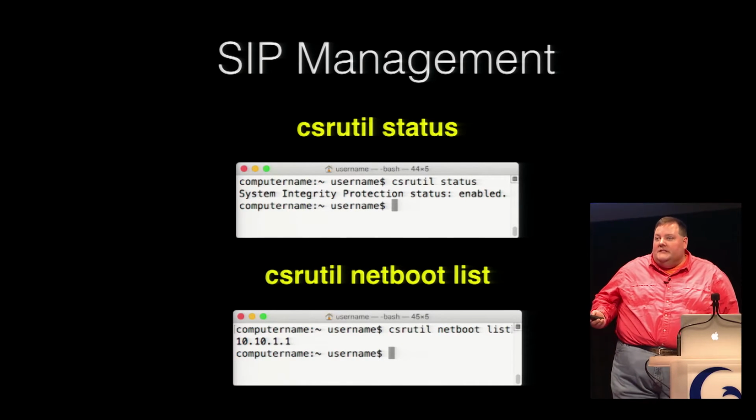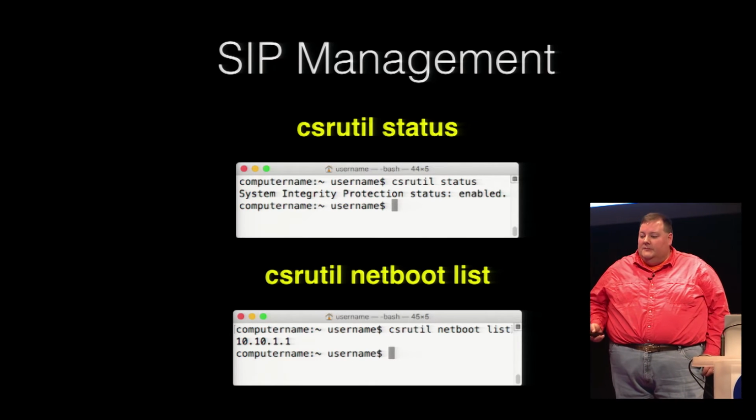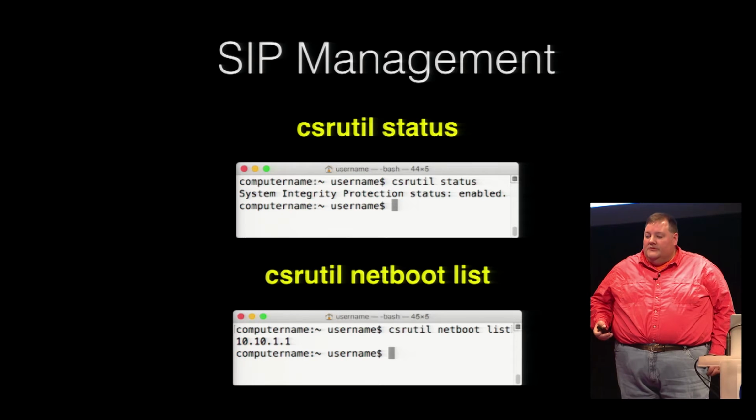So what can you run with csrutil when you're booted from a regular boot drive? Well, you can run csrutil's reporting functions. For example, to learn if SIP is enabled or disabled, you would run csrutil status, and that command can be run without root privileges, and it'll tell you if SIP is on or off. Likewise, you can run csrutil netboot list, and it'll report on which IPs have been set as allowed netboot sources when using the bless command.